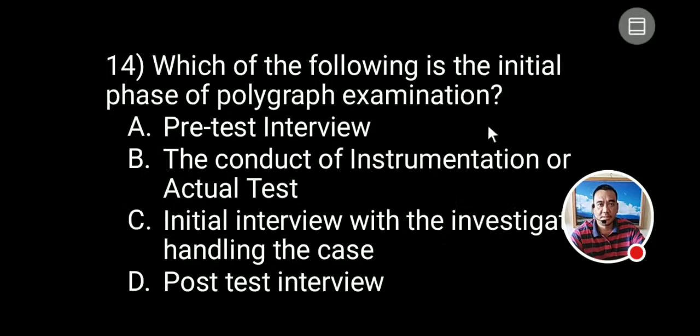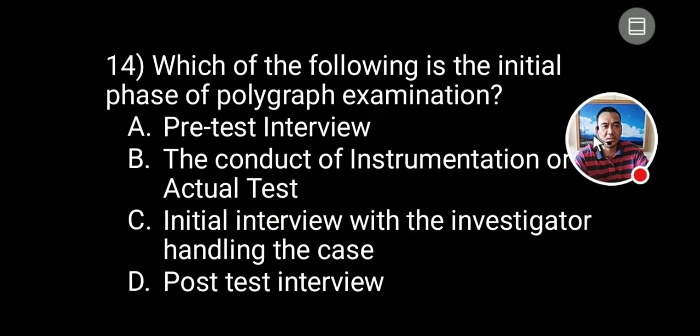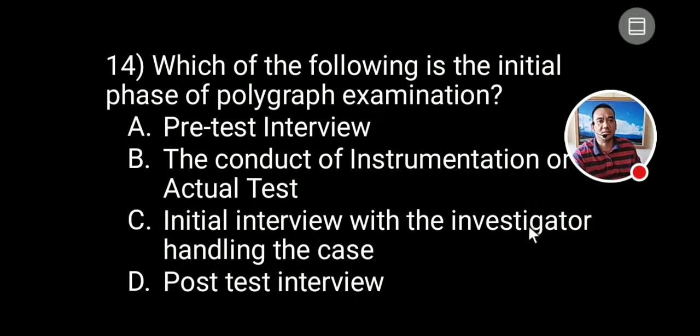Next, number 14. Which of the following is the initial phase of polygraph examination? Letter A, pre-test interview. Letter B, the conduct of the instrumentation or actual test. Letter C, initial interview with the investigator handling the case. Or letter D, post-test interview.